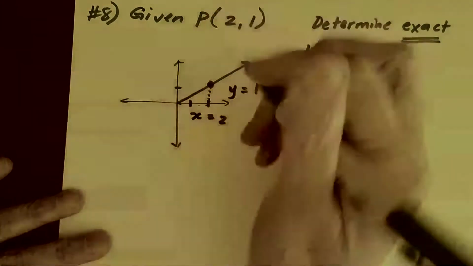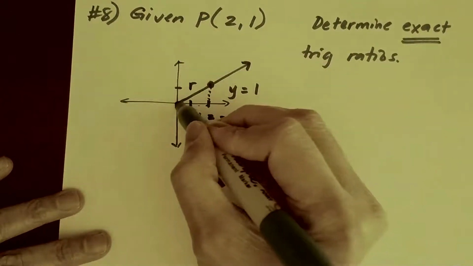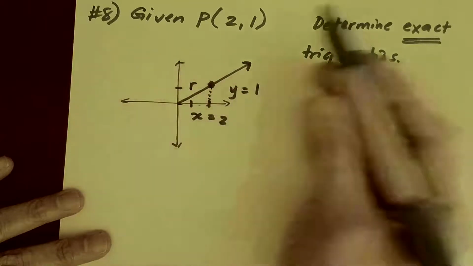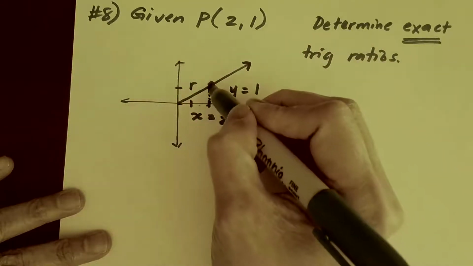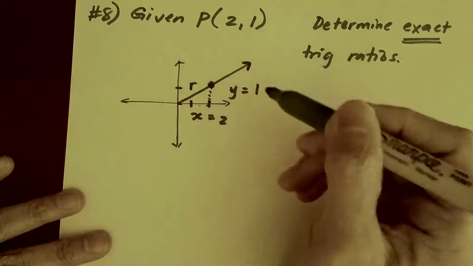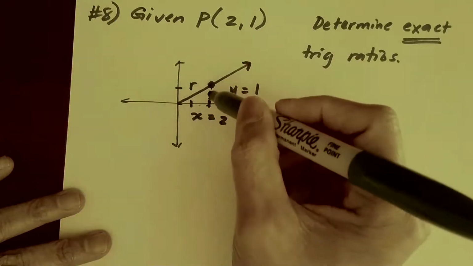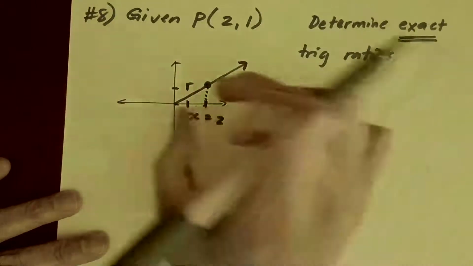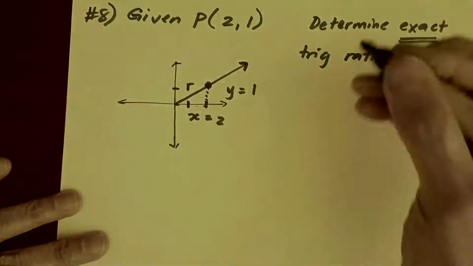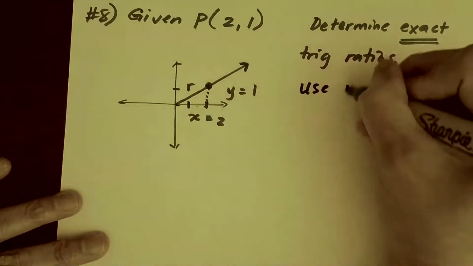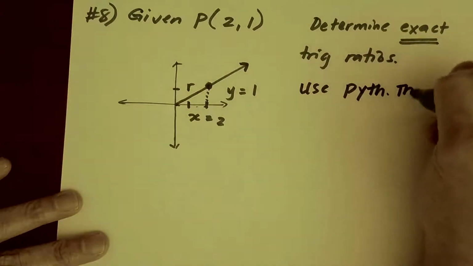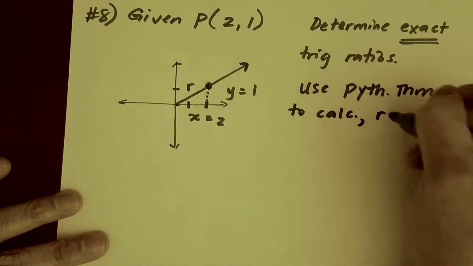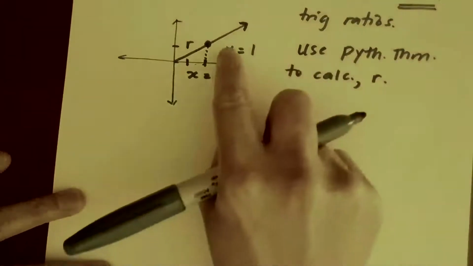The very first thing we're going to need is to figure out the r, how far the radius. They call it r because it becomes a radius of a circle as it goes around. You can think of that as the hypotenuse. So I need to calculate the hypotenuse for this one. Use the Pythagorean theorem to calculate r, and that's the r right there.